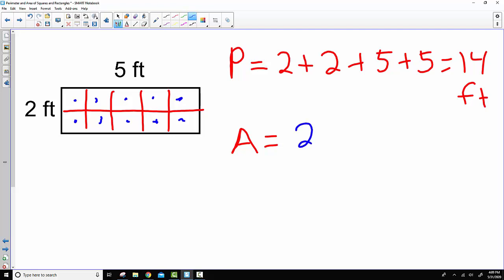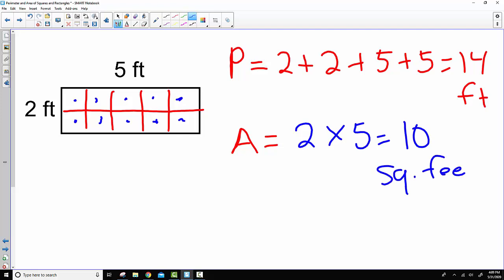So 2 times 5 equals 10 square feet. The perimeter for this figure is 14 feet. The area is 10 square feet. There are 10 squares within the area of this figure.